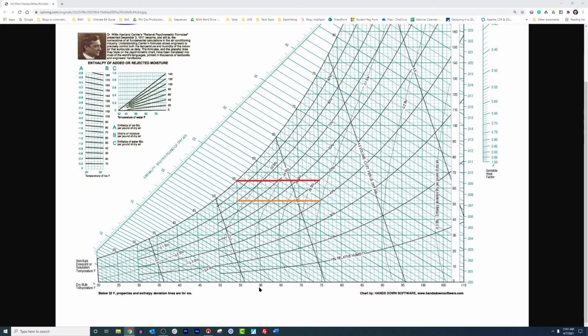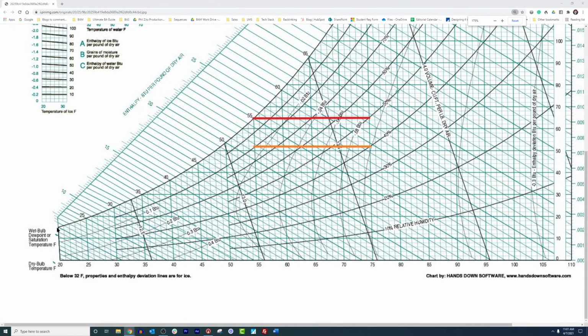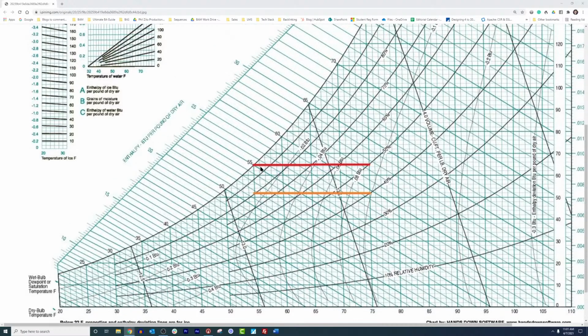So at the bottom of the chart, you can see the dry bulb, and these are the straight lines going up. I'm going to zoom in a little bit, and you can see dry bulb. And over here, we can see wet bulb. And where wet bulb and dry bulb intersect is going to be dew point. That is what's called full saturation. We can see enthalpy over here, and we can see our relative humidity bands right here.